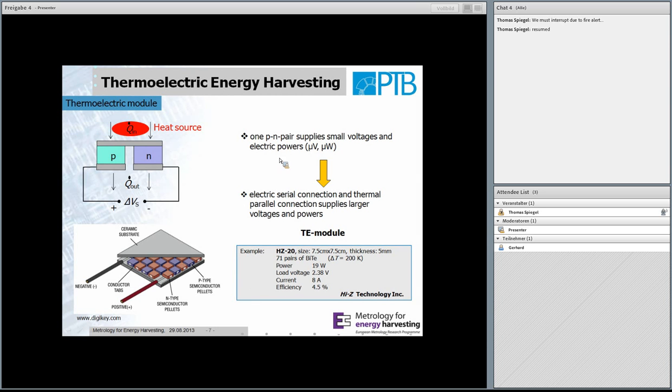And therefore, to get voltages and powers which are practical, usable, it is common to combine single thermoelectric pairs to modules by connecting them electrically in series and thermally in parallel, and then you get such thermoelectric modules. As an example, you can see here some parameters of a thermoelectric module from company HiZ Technology, which have an output power of 19 watt by using 78 pairs of bismuth telluride as thermoelectric materials and applying a temperature difference of 200 K. The efficiency you can see here is in principle in the same order like the efficiency of the first generators developed in the beginning of the 20th century.